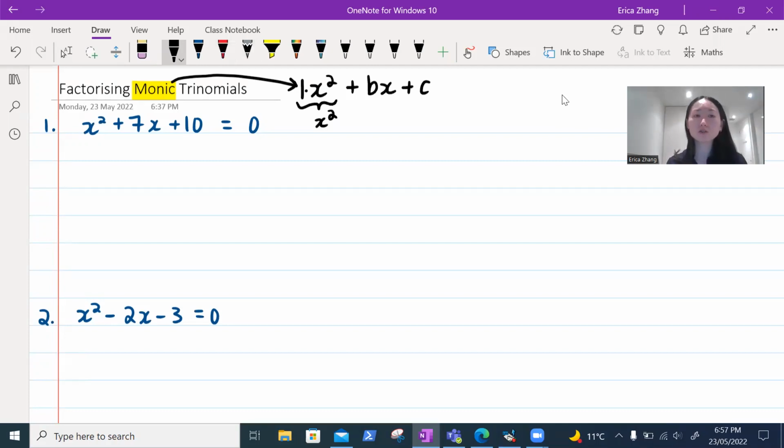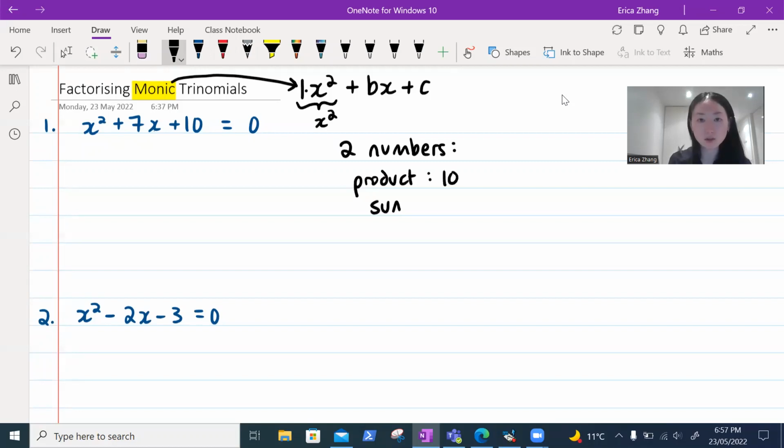So we notice that we can't use our difference of two squares technique that we just discussed because we don't have something in the form of x squared minus something, right? We have this linear term now, x to the power of 1, to worry about. So when we want to factorize monic trinomial expressions, we need to look for two numbers whose product is equal to the constant term, which in this case is positive 10, and whose sum is equal to the coefficient of x, which is 7 in this case.